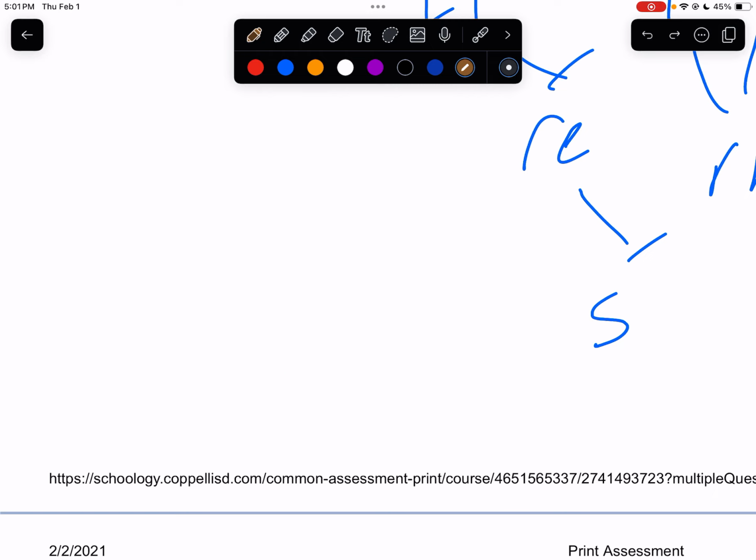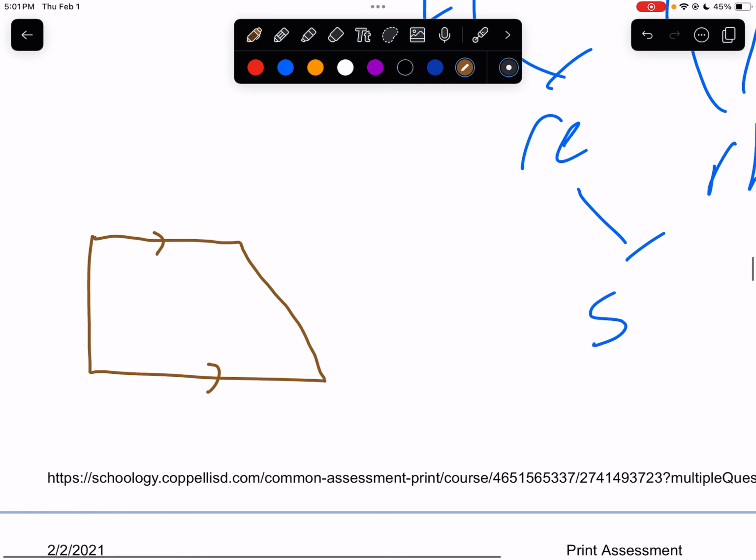What am I doing? I want to go that way. Okay, so we got a trapezoid. Can we have one right angle? Yep, we can have one, but can we have exactly one? No, if that's 90, this is going to be 90. So it can definitely happen in a trapezoid.